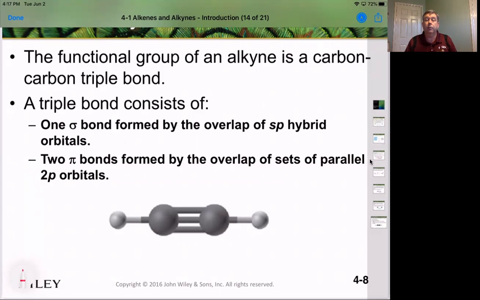So when we look at a triple bond, we have one sigma bond with 2 electrons, and we have 2 pi bonds with 2 electrons each, bringing a total of 6 electrons to form a triple bond.